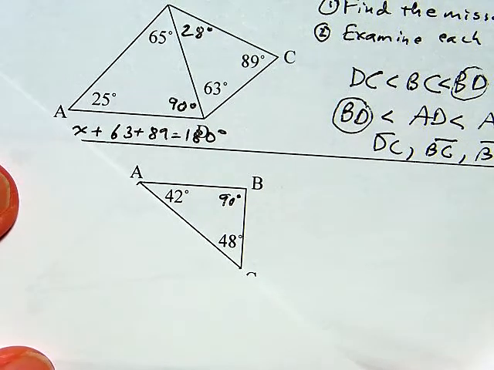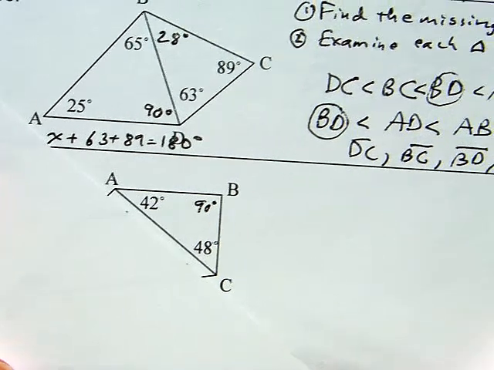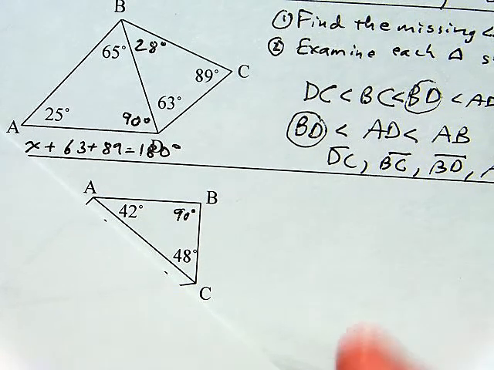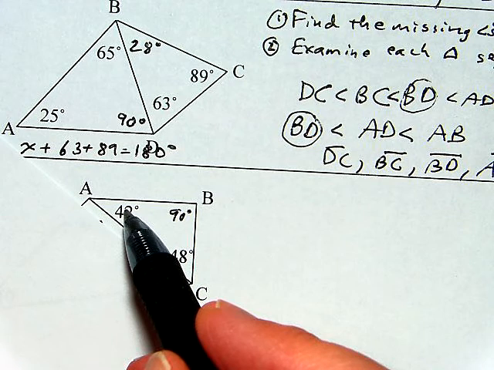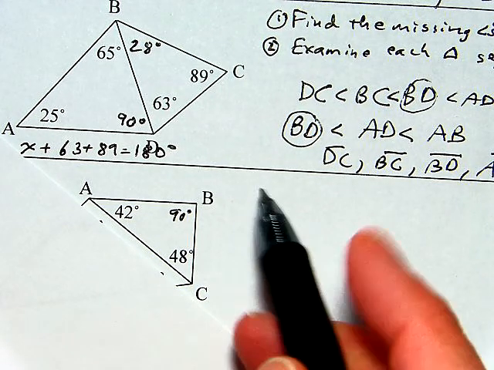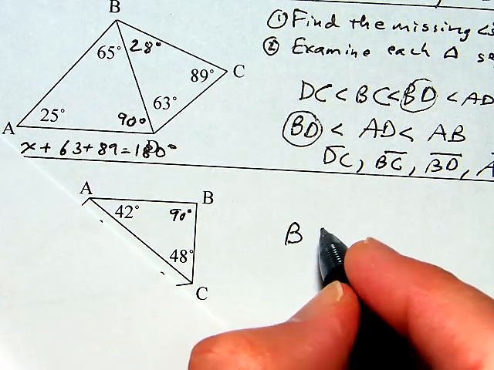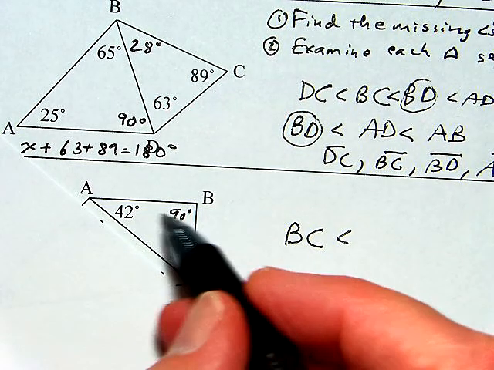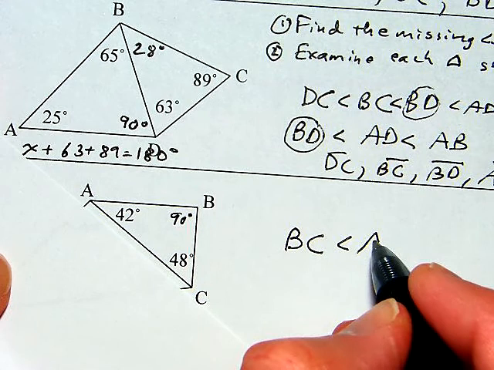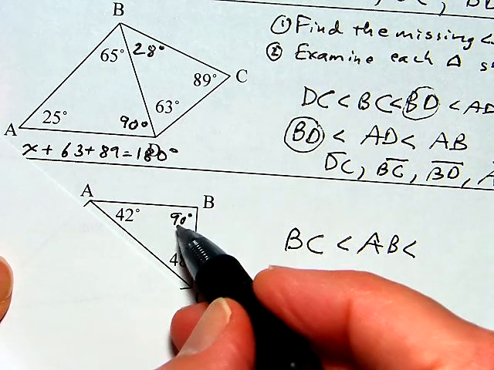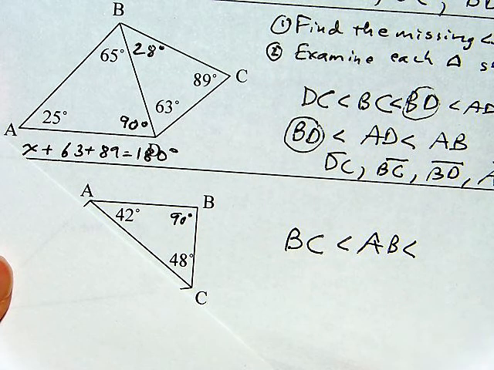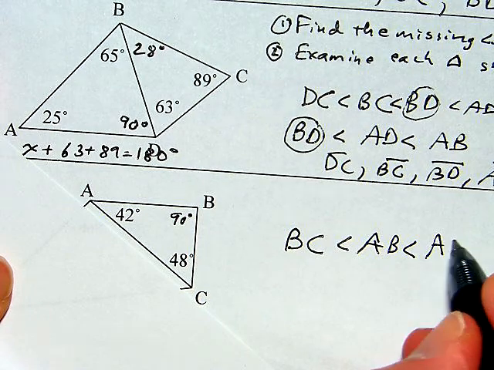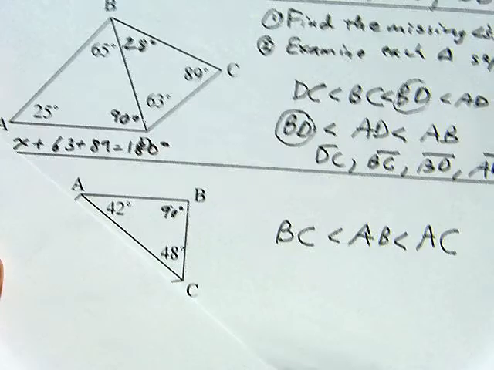And what we've got here is triangle ABC. We're going to rank from smallest to largest. So let's start with our smallest angle, which is 42, which would be side BC. So the measure of BC is less than the next larger angle, which is opposite AB. And finally, the largest angle is the 90-degree angle opposite AC. So that's our chain of inequalities from that triangle.